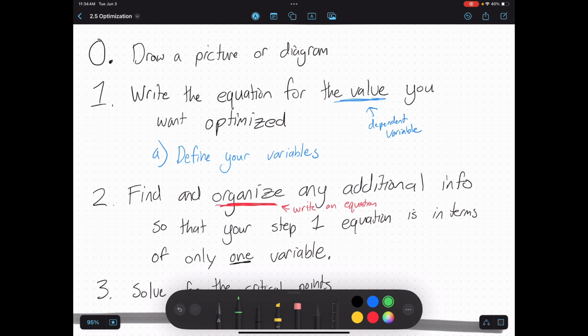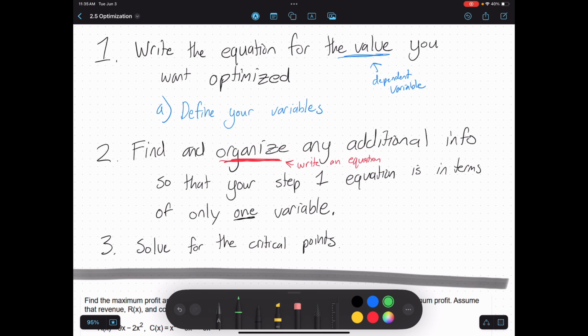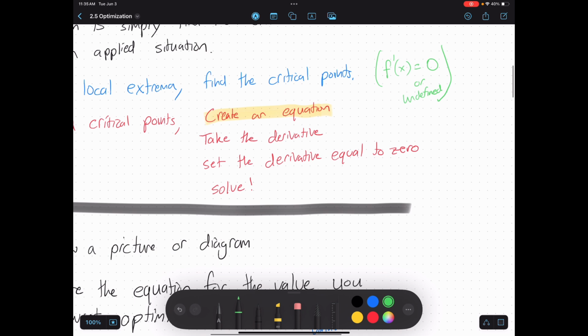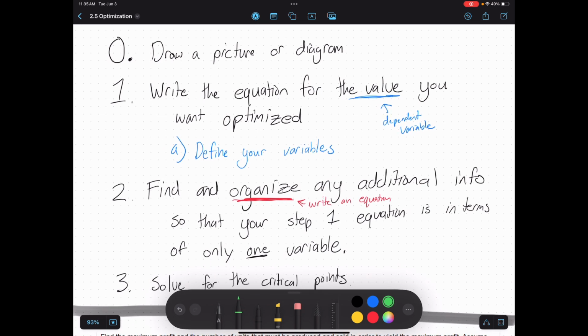And we're going to see a couple of examples like this where this is going to be necessary. What do I mean by organize this additional information? I really mean create an equation for that information. So once I'm able to use this additional info to rewrite my step 1 equation in only one variable, we're then ready to solve for those critical points. Because once I have it in terms of only one variable, I can then go through these steps of taking the derivative, setting it equal to 0, and solving. Okay, so there's my general process.